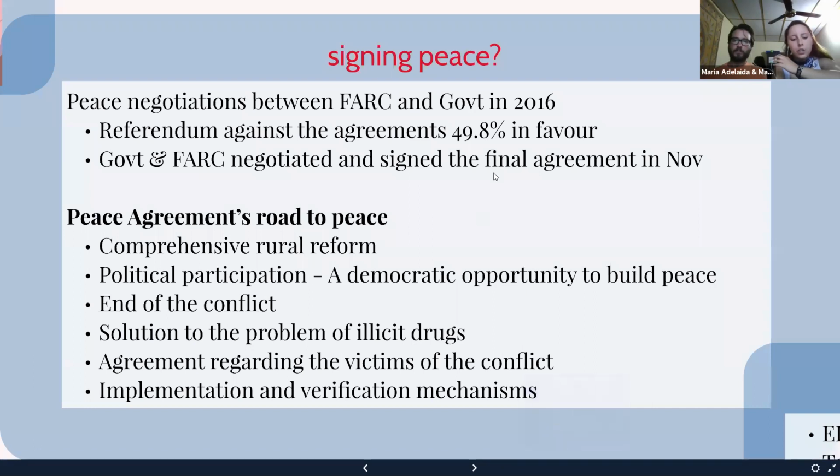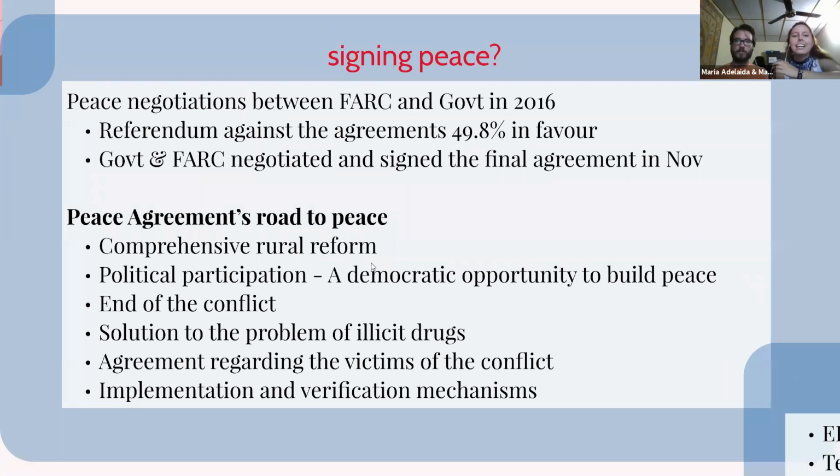And after the "no" vote, for several reasons, especially propaganda, we think, the government and the guerrilla negotiated again and signed the final peace agreement in November of that same year. So from 2016, we started to implement the transitional justice mechanisms. And this peace agreement had 6 principal issues that we should focus on.